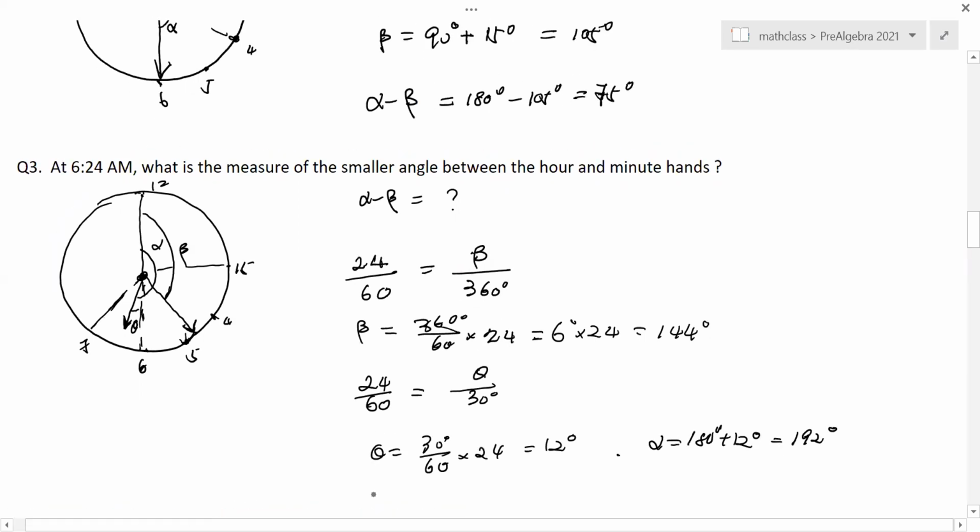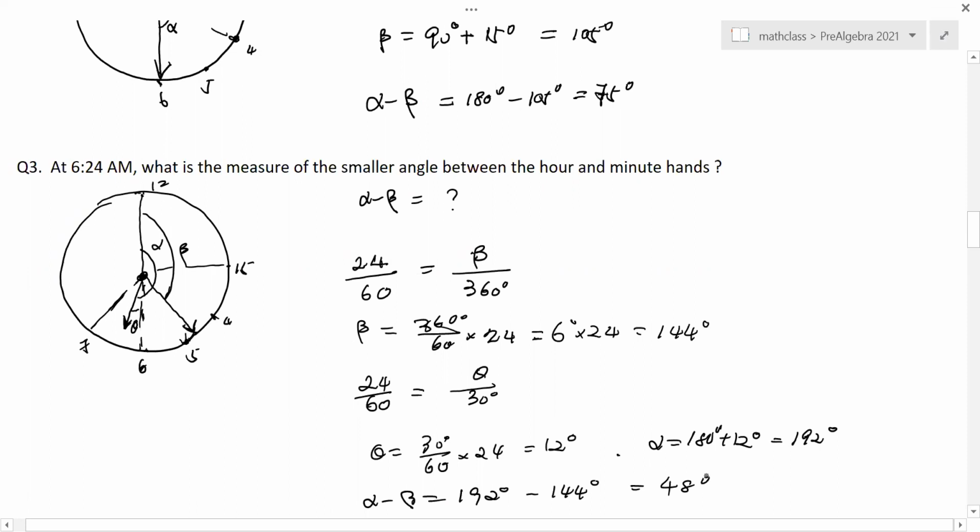So then the difference, alpha minus beta, is 192 degrees minus 144 degrees. Okay, then you do the calculation and you get the answer. So it's 48 degrees. Okay, this is the most challenging problem.